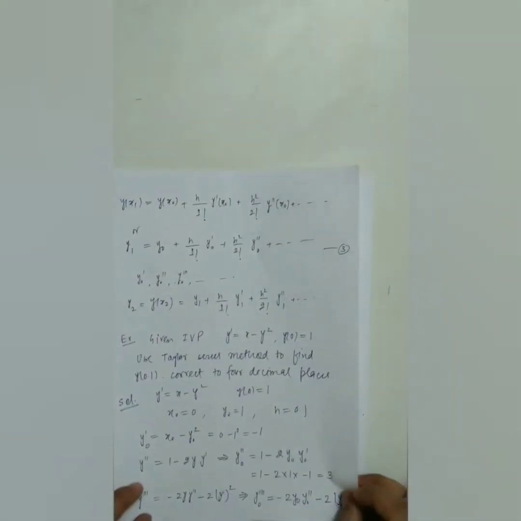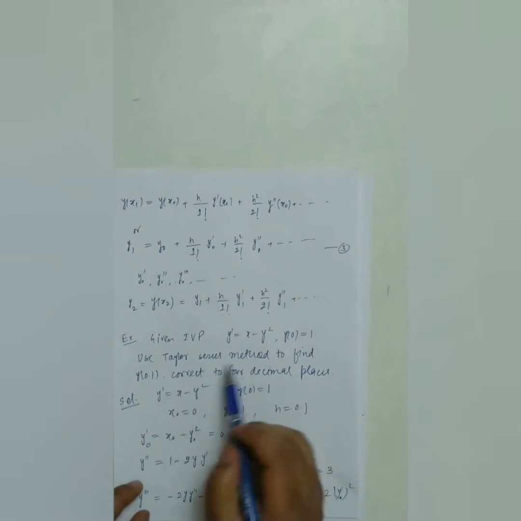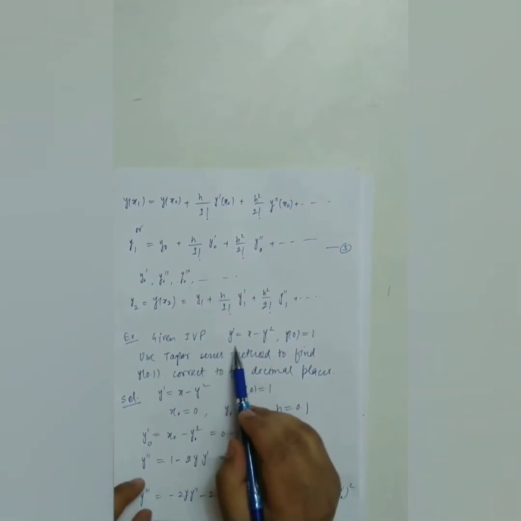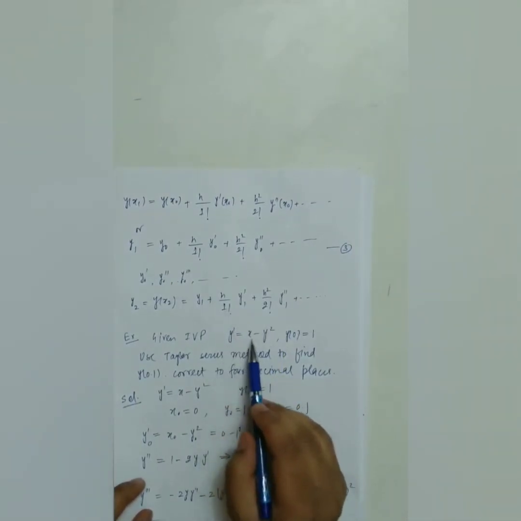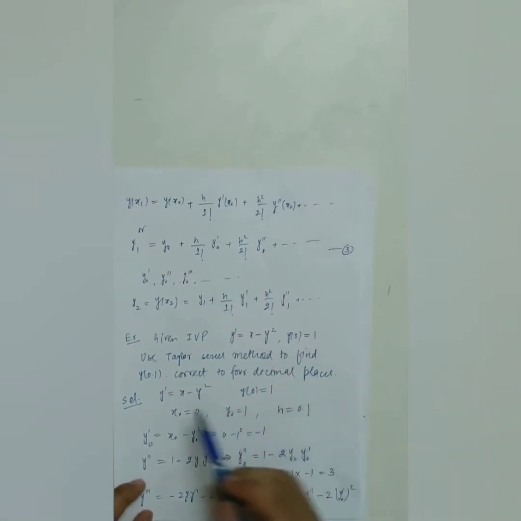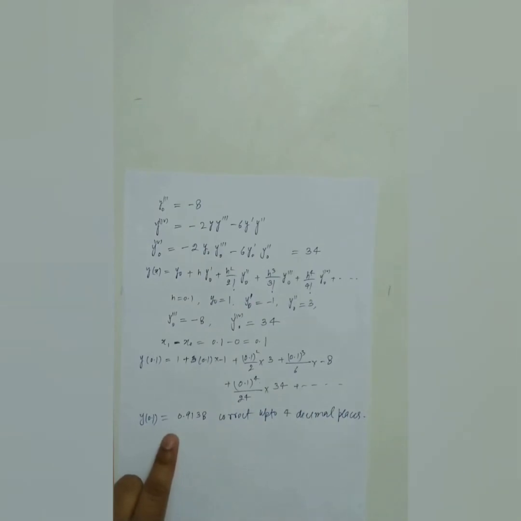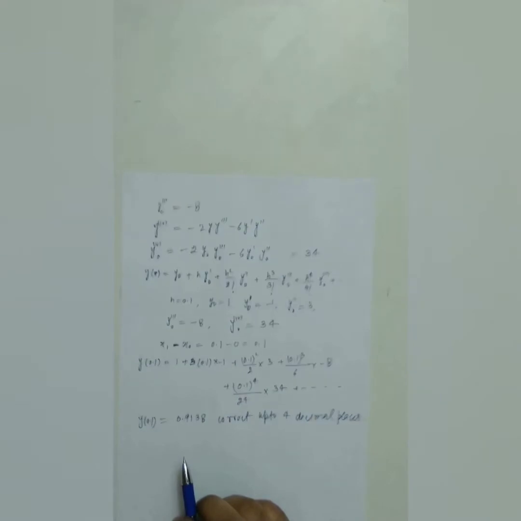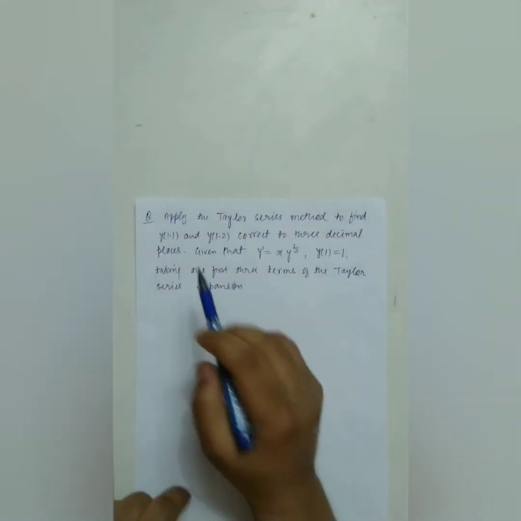So this is why we have used the Taylor series method to solve such a first order initial value problem. This is the initial condition. By using this method, we have found the value of y at 0.1 as 0.9138. So in the previous example, we were given y0 and we found y1. Now we see one more example in which we are given y0 and we have to find the values of y at 2 points.